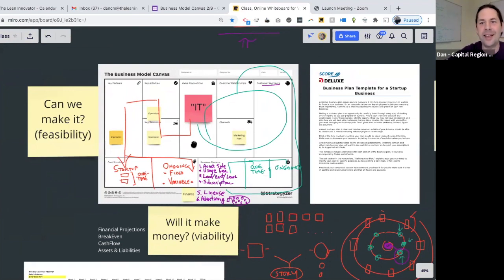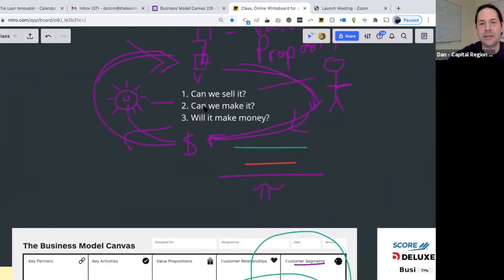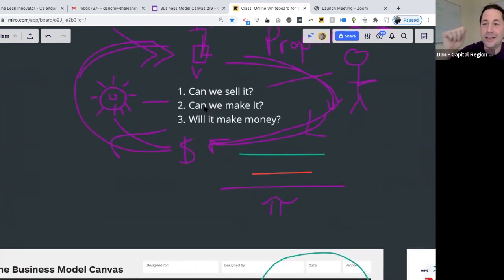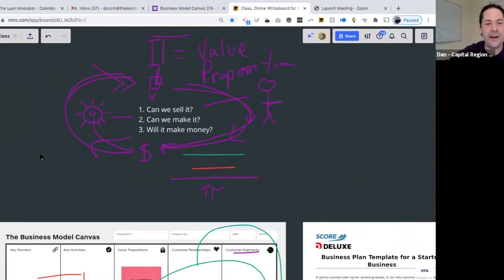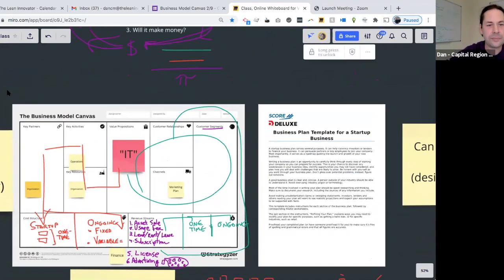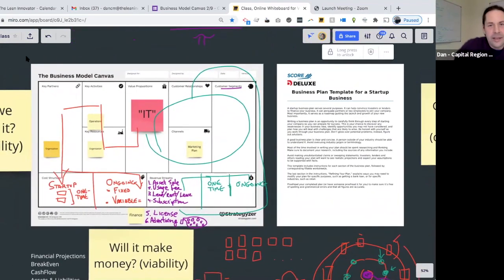And really, at the end of the day, like I said, we're just answering these three questions: Can we sell it? Can we make it? Or will it make money? Okay. All right. So the final thing that I'd like to talk about, actually, it's a good point to pause and see if there are any questions before we move on to the final piece, which is different model types.